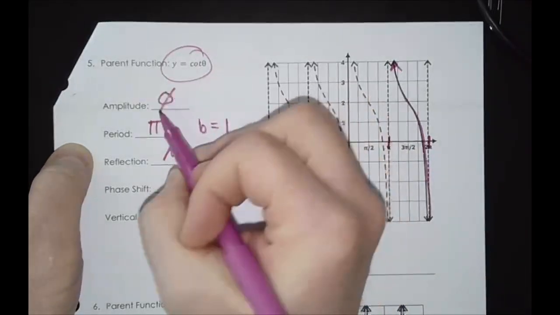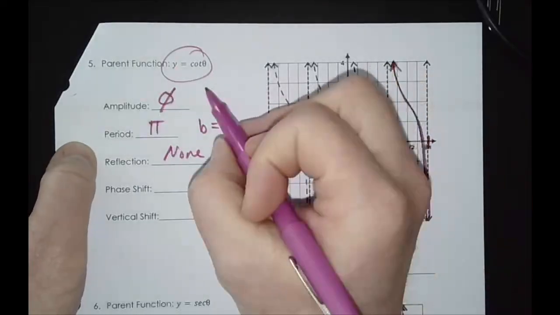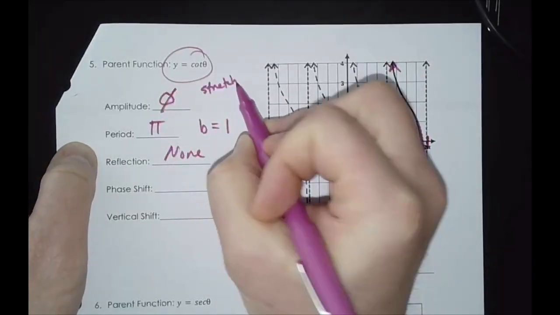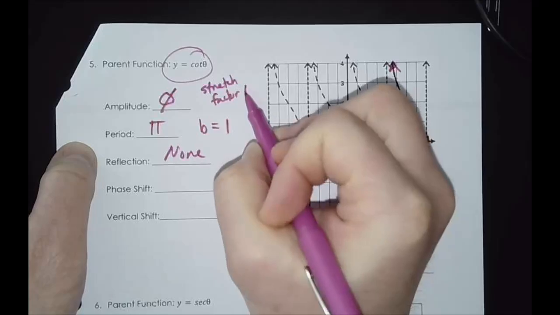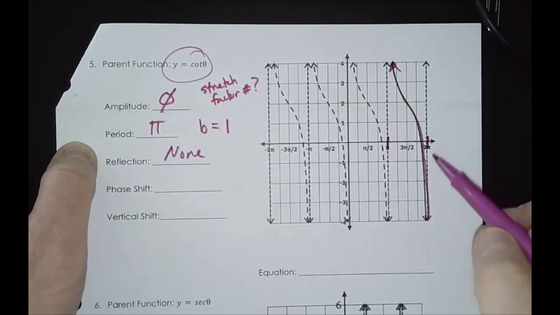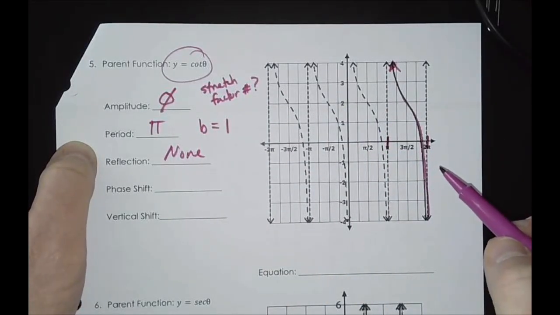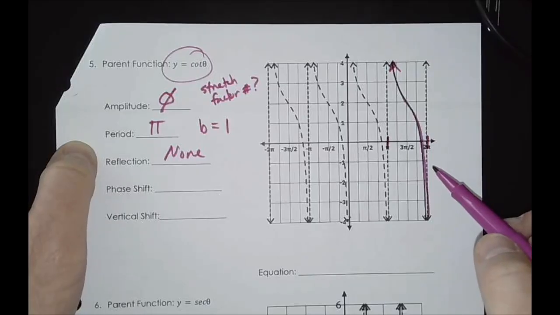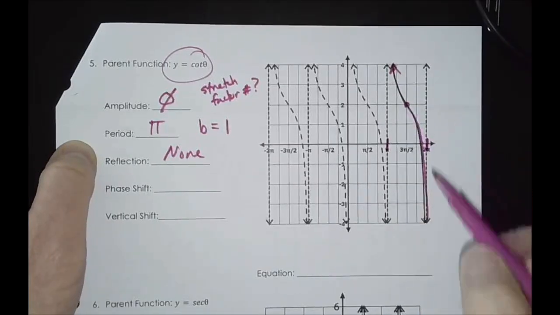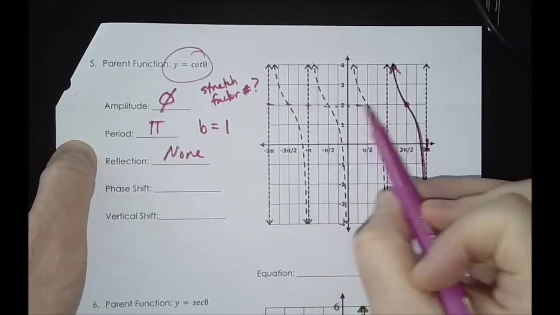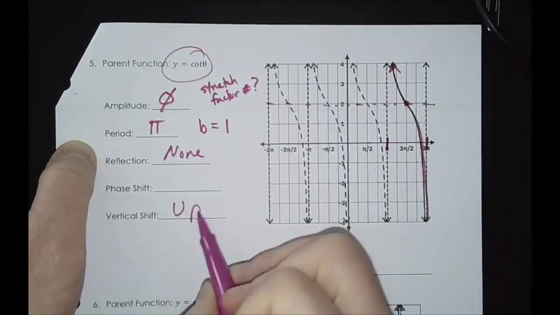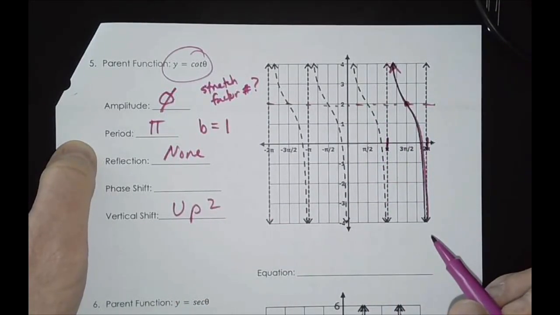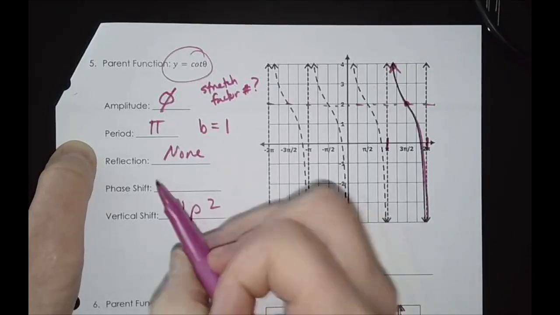Amplitude is technically none, but is there a stretch factor number? We've got to figure that out. So can you tell where it twists? 3 pi over 2 and what number? At 2. So definitely there is a vertical shift up 2. Vertical shift up 2. There's a phase shift to the right.